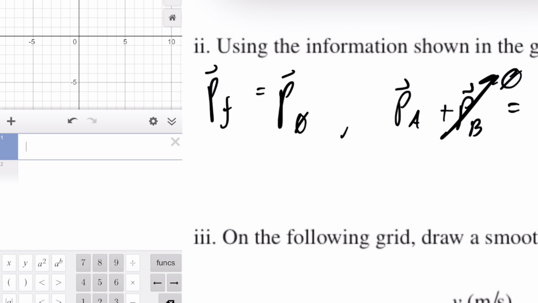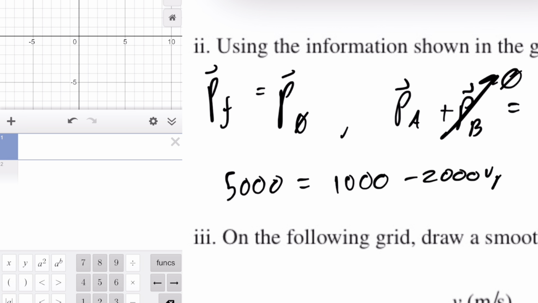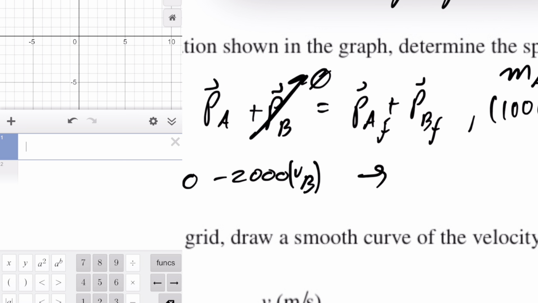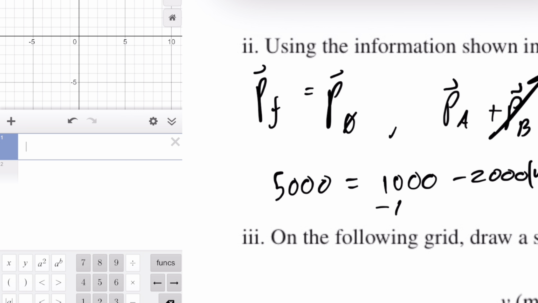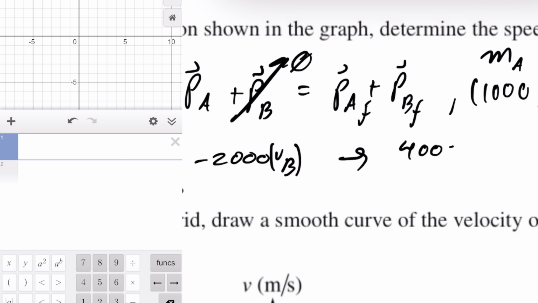So this turns into 5,000 equals 1,000 plus 2,000 VB. And we'll just do some simple algebra. This will turn into 2 m/s equals VB. I should explain where I got that from. Pardon me, you guys. We're going to subtract 1,000 from both sides, just some basic algebra, and we're going to get 4,000 equals 2,000 VB, divided by 2,000.